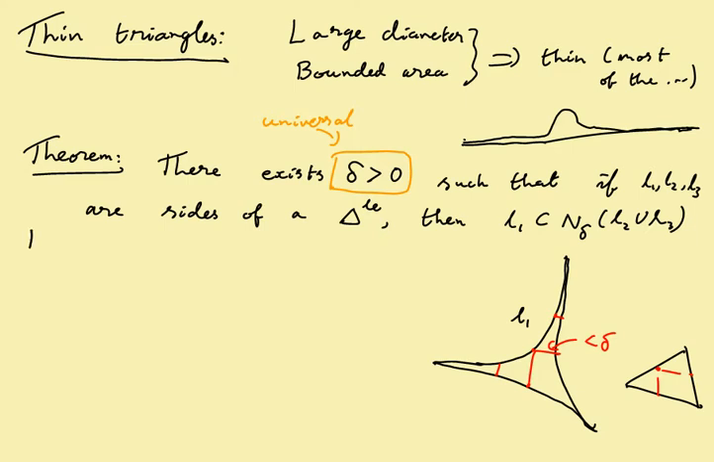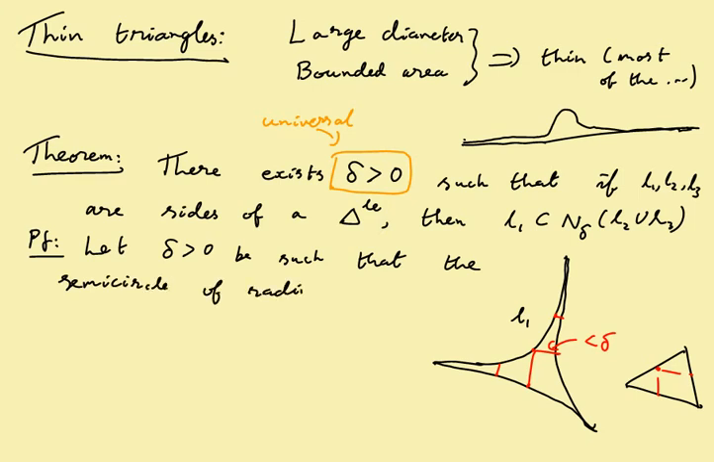So, a sketch of the proof, using a little hyperbolic geometry fact concerning areas that I'm not going to prove now, but we'll return to areas when we look at geometric group theory. Let delta greater than 0, this constant, be such that the semicircle of radius delta has area greater than pi.